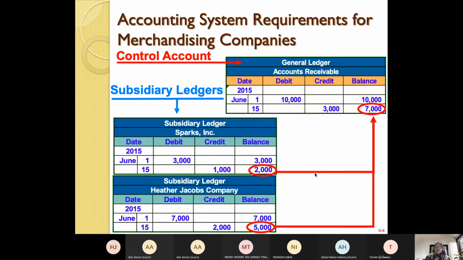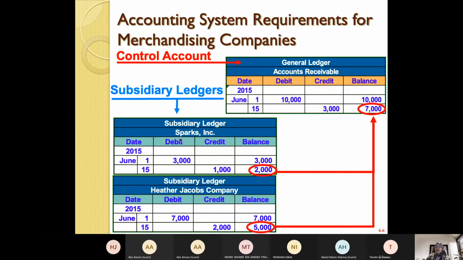So this is when we have merchandising companies. For example, they have accounts receivable. This is what we call the general ledger. And then subsidiary ledger means that you are going to open up each of your subsidiaries. You can have many customers, so each customer will have their own account: customer A, customer B, customer C. But the general ledger will compute the total from each of the customers.